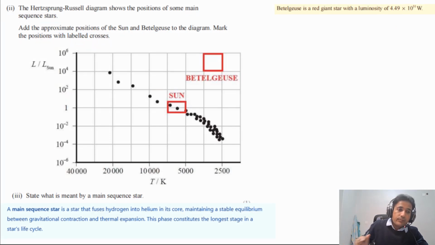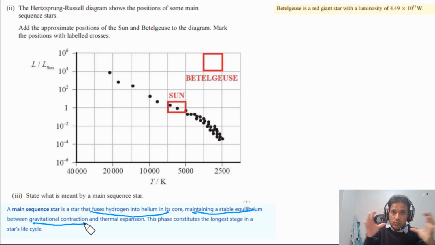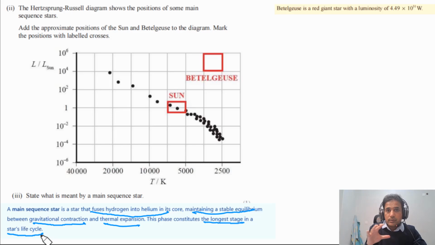And this answer you can see now, main sequence, you can say, fusing hydrogen into helium, maintaining a stable equilibrium between gravitational attraction, meaning contraction, and thermal expansion. And this is the longest stage in a star's life cycle. So these are the points you need to understand about a main sequence star.